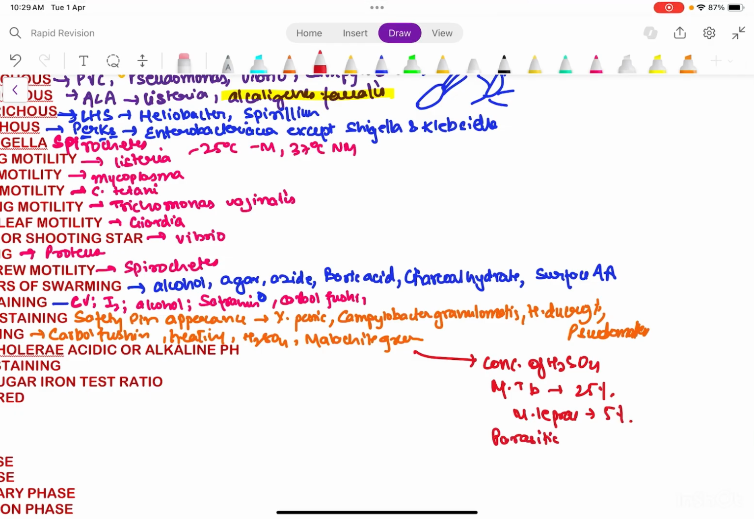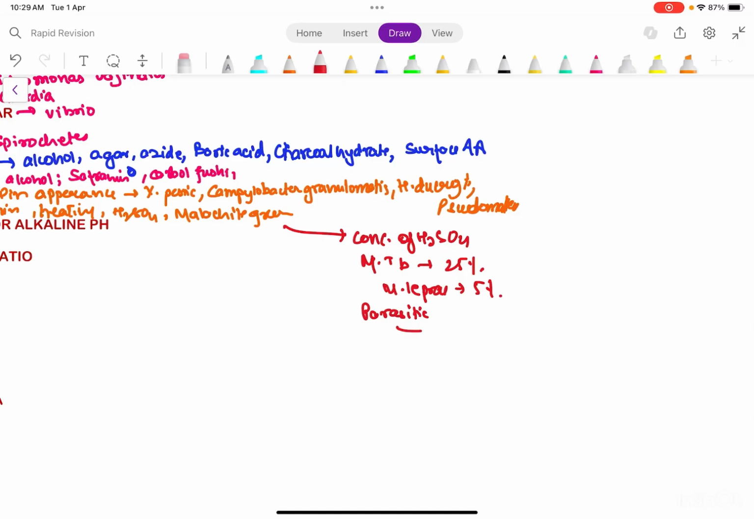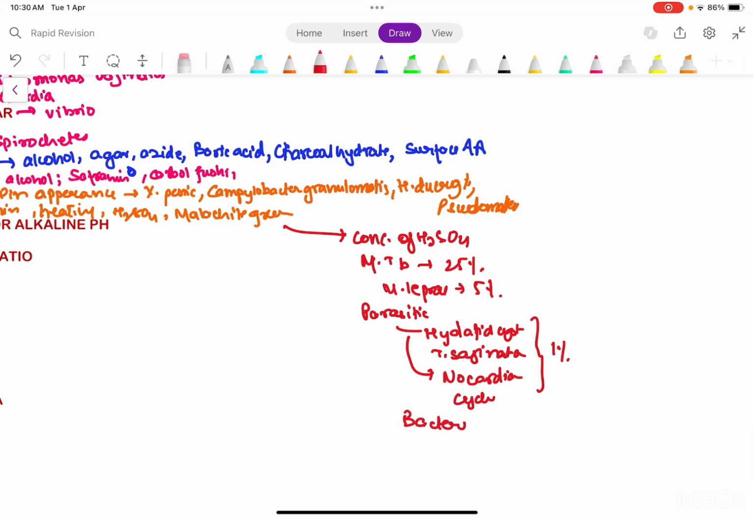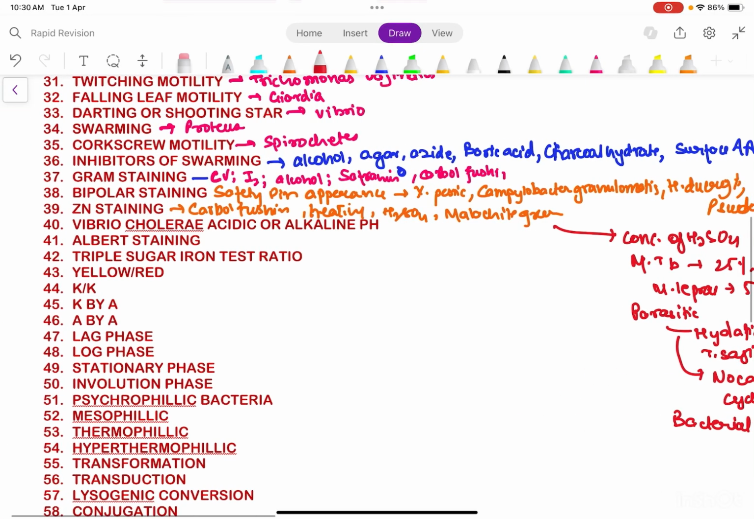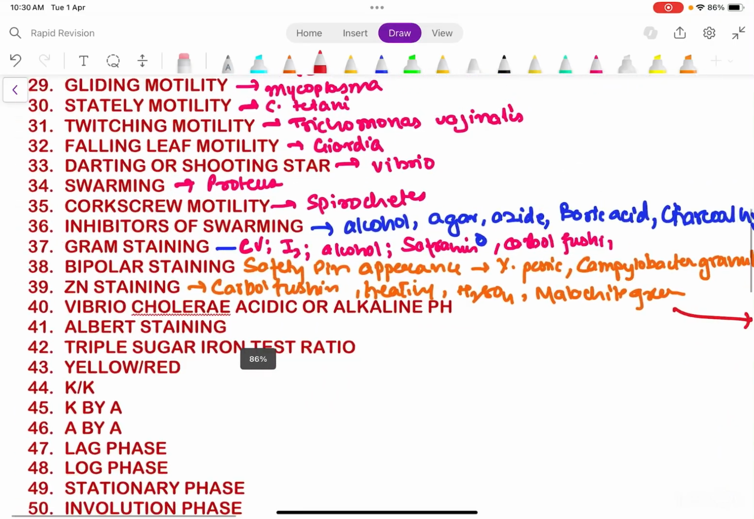Then most of the parasitic organisms that have the characteristic of ZN staining, like hydatid cyst, Taenia saginata, and then some others, not parasites but bacteria, like Nocardia, Cyclospora and so on, they just have 1%. Then you can also do the ZN staining on bacterial spores. For that the concentration of H2SO4 is 0.2 to 0.5%. So you just have to remember this much for ZN staining.